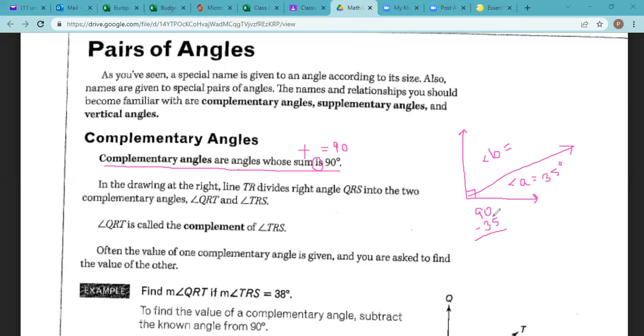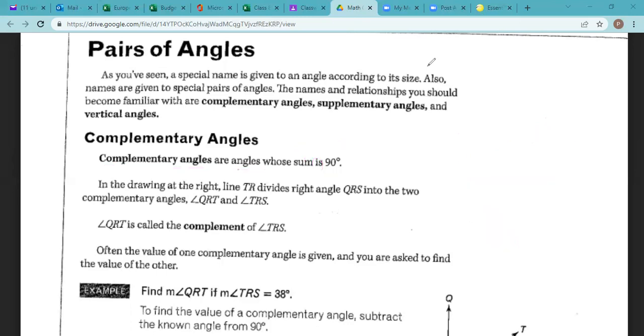Okay, 0 minus 5, can't do it, right? So we're going to have to borrow. What I'm going to do is borrow from the 9 and make it an 8, and I'm going to put a 1 in front of the 0 to make this a 10 now. So 10 minus 5 is 5. 8 minus 3 is 5. And so your answer to this would be 55 degrees, because if you were to turn it around the other way and say, well, 55 plus 35 equals 90, you would be correct. So that's how we're going to be doing complementary angles.